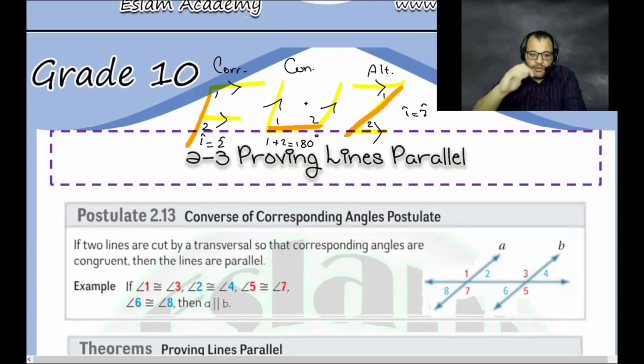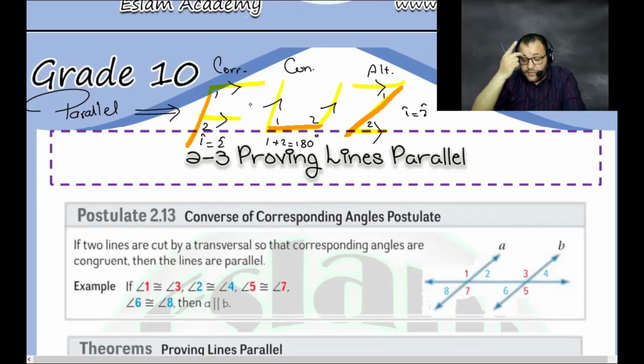Again, if you have parallel lines, we will find that we have corresponding, consecutive, and alternate angles. The corresponding angles are equal in measure, the consecutive angles are supplementary, and the alternate angles are equal in measure. If you have corresponding angles, what is the meaning of the corresponding angles? They're equal in measure.